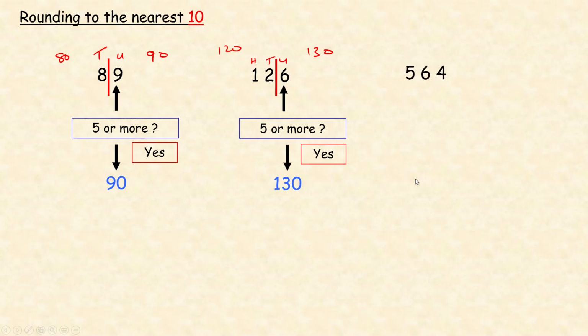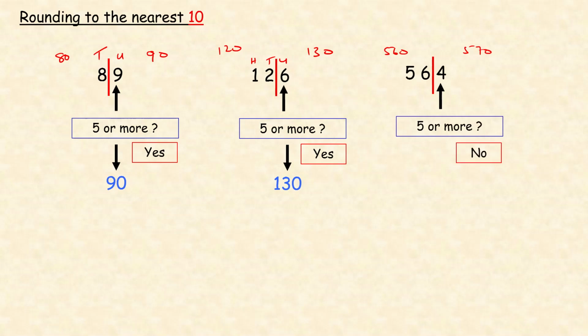What do you think of this one then? 564. What's that going to round to? Well, that's going to be between 560 and 570. So we look at our units as before. And is it 5 or bigger? No, it's not. It's less than 5, so I'm going to round down to 560.